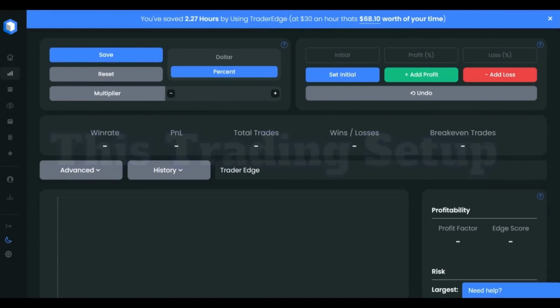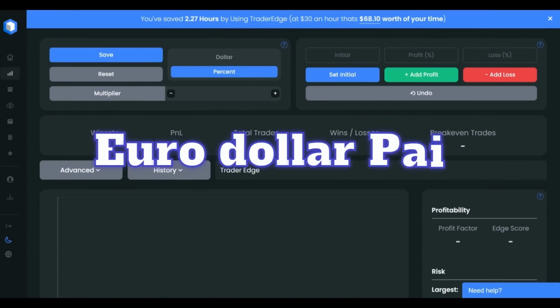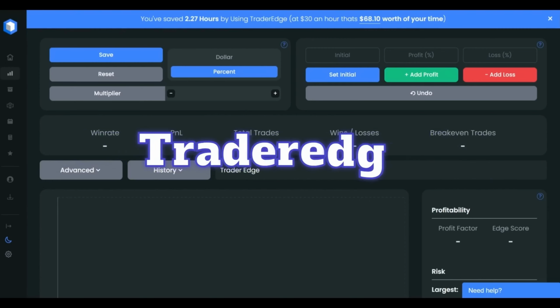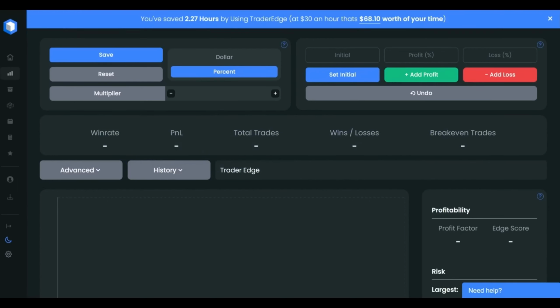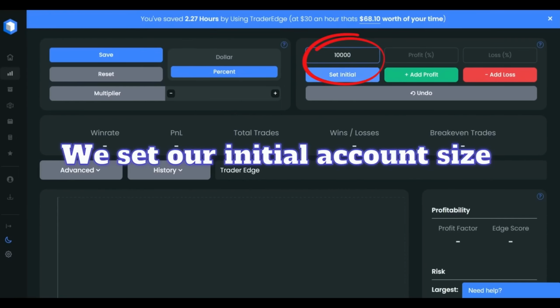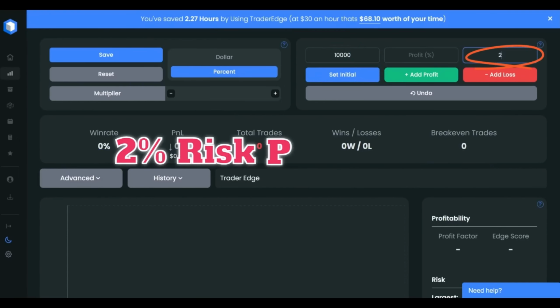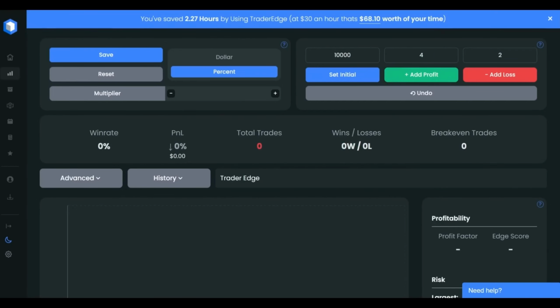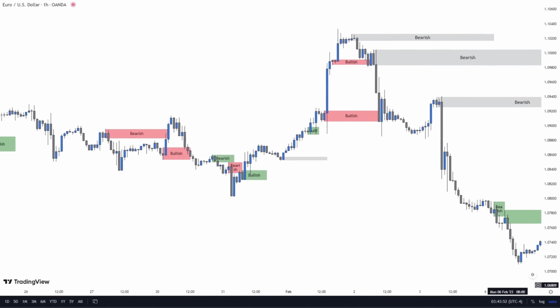We have back-tested this trading setup 100 times on the Euro-Dollar pair in the 1-hour time frame. For the back-testing, we use Trader Edge software, which allows us to save so much time while back-testing our strategy. We set our initial account size at $10,000 with 2% risk, targeting 4 percent profit. Now let me show you the results we have got.